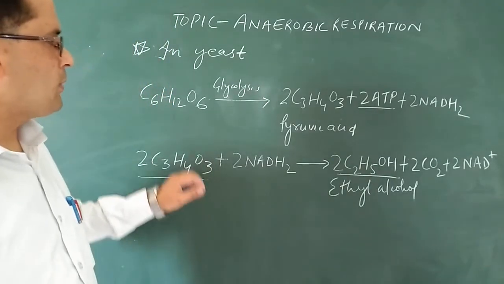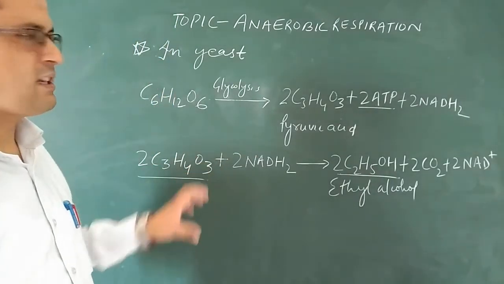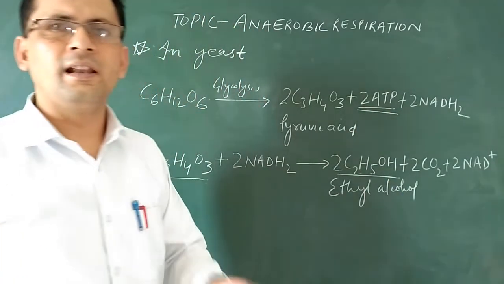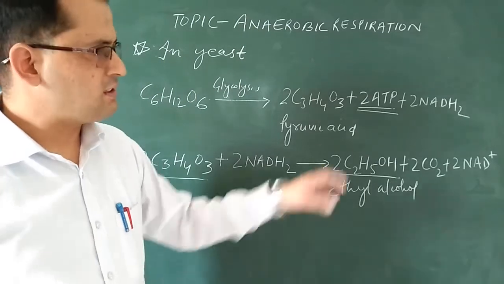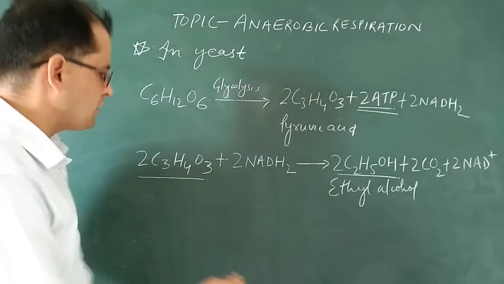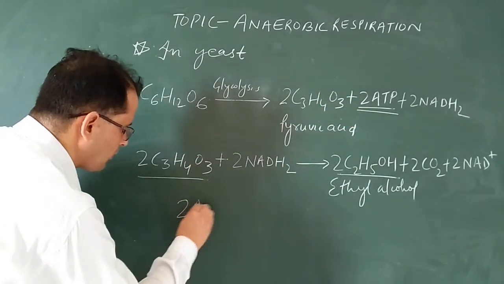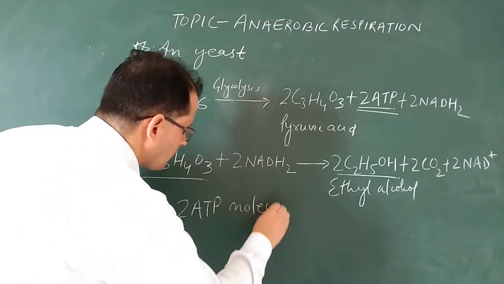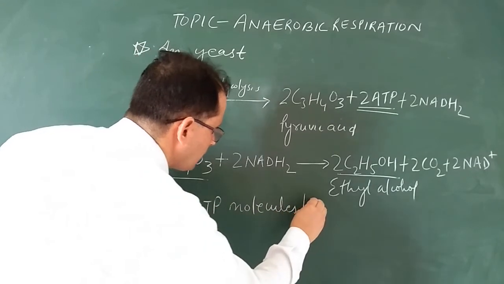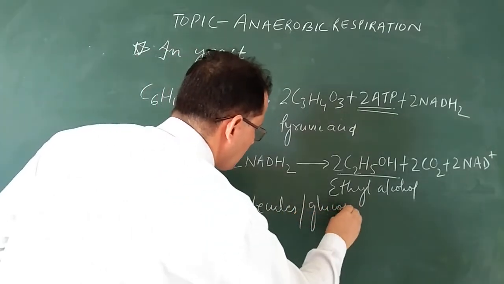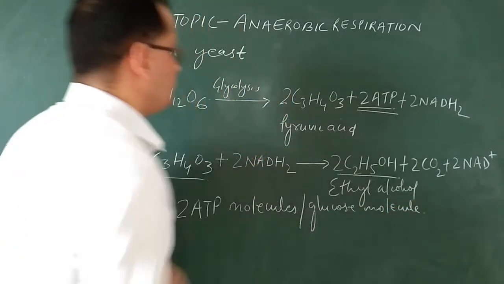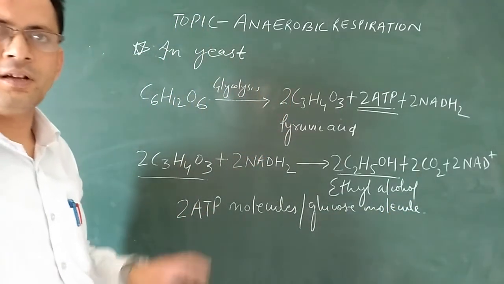Now what we have to remember here is that in anaerobic respiration, as I told, there is production of very little energy. You can see here only 2 ATP molecules are generated per molecule of glucose. So 2 ATP molecules are produced per glucose molecule. So this is the anaerobic respiration in yeast.